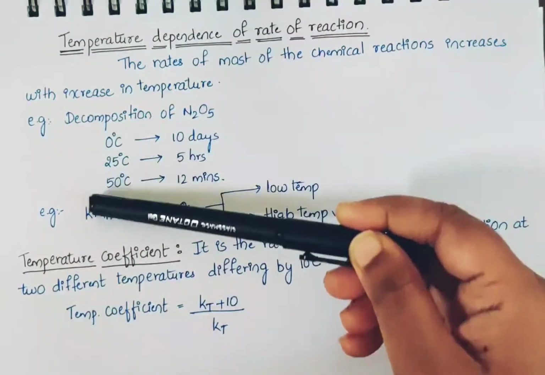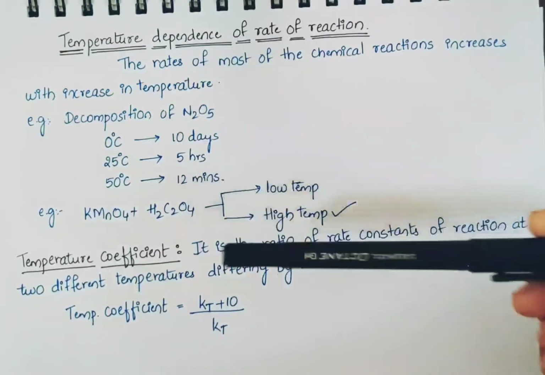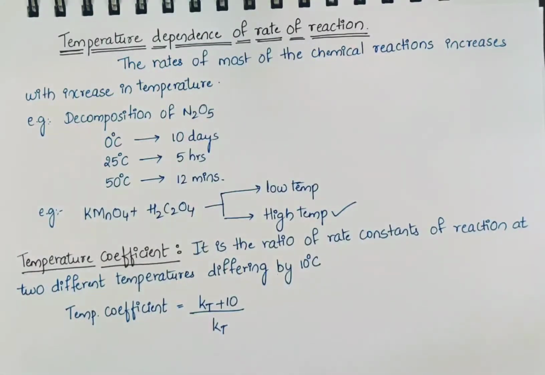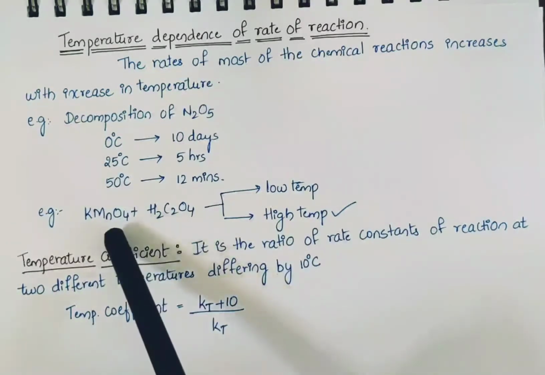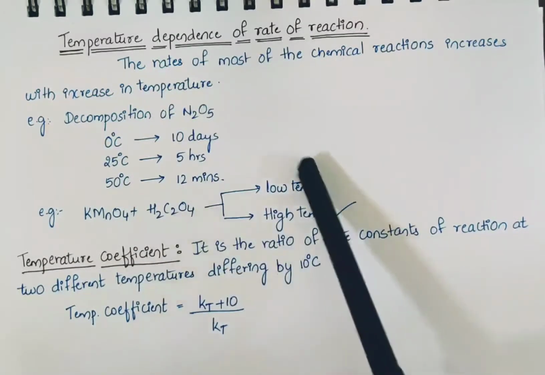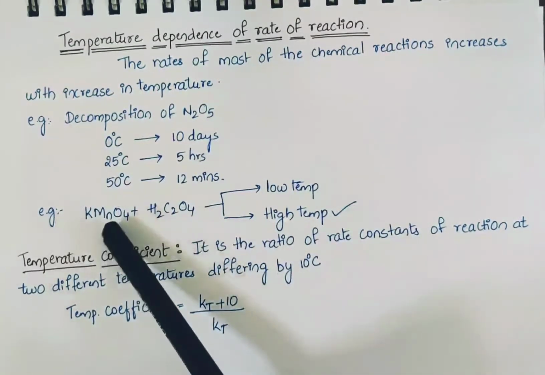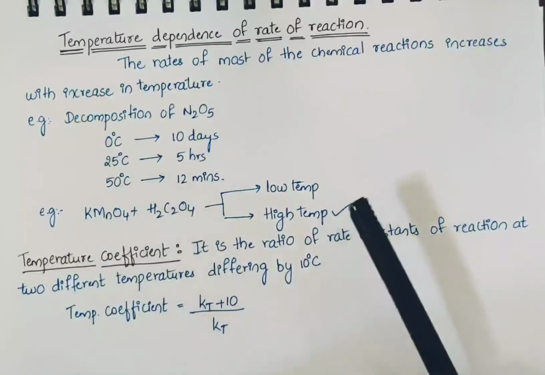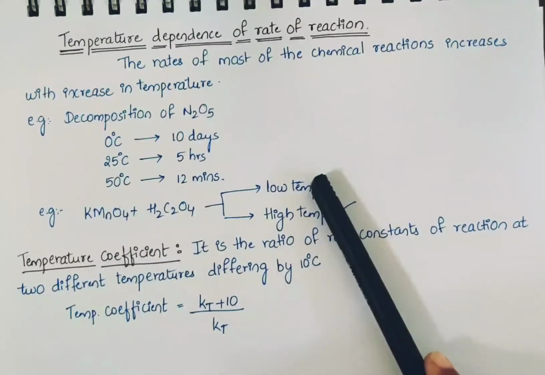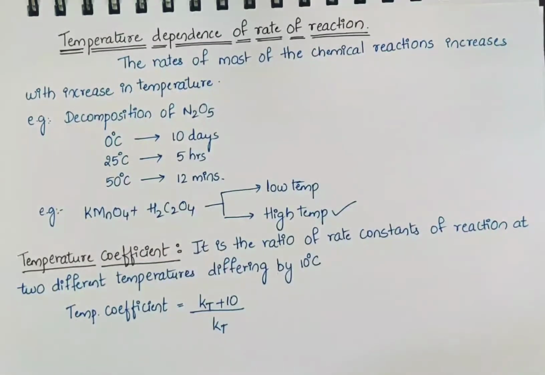You can see here that as I increase the temperature, the time required decreases. In the sense, the rate of the reaction increased. Another example is the mixture of KMnO4 and oxalic acid, potassium permanganate and oxalic acid, carried out at two different temperatures, one low and the other high. You can see that the decolorization of KMnO4 occurs at the higher temperature rather than at the lower temperature.